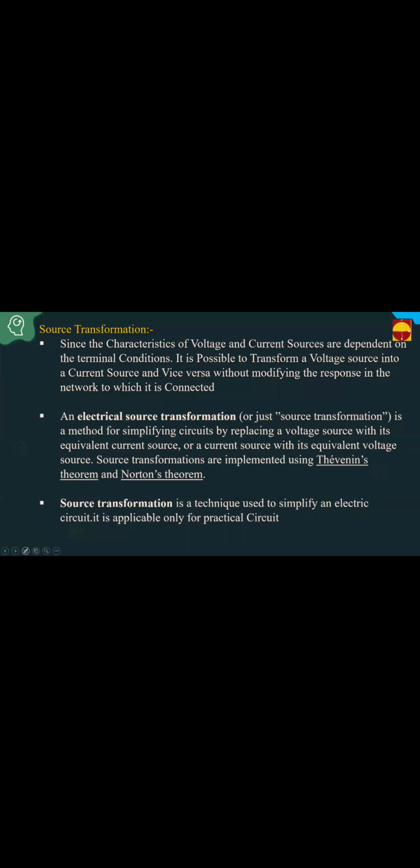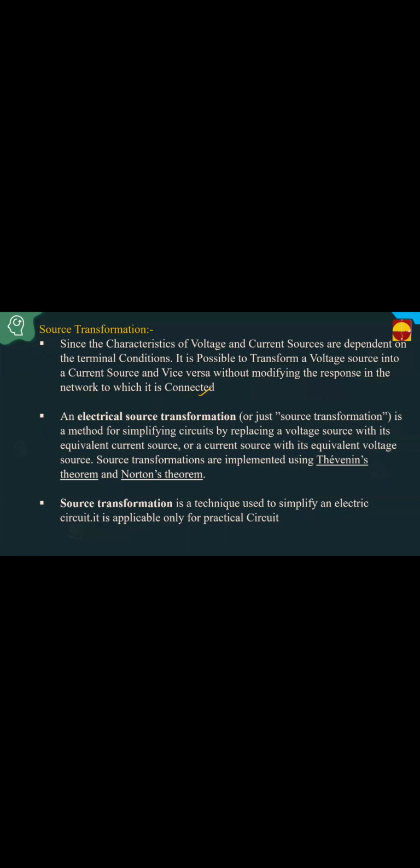The source transformations. Since the characteristics of voltage and current sources are dependent on the terminal conditions, it is possible to transform a voltage source into a current source and vice versa. That is, you transform a voltage source into a current source or a current source into a voltage source without modifying the response in the network to which it is connected. Source transformation is a method for simplifying circuits by replacing a voltage source with its equivalent current source or a current source with its equivalent voltage source.